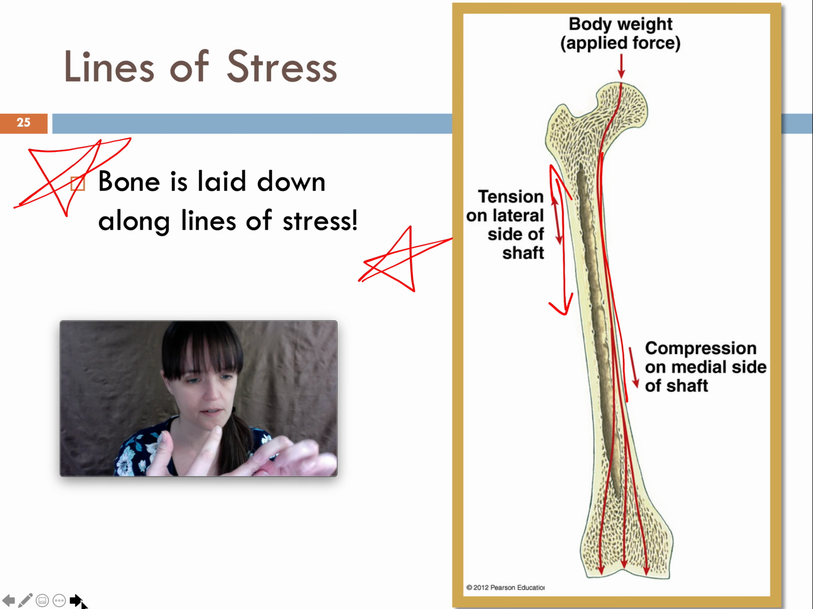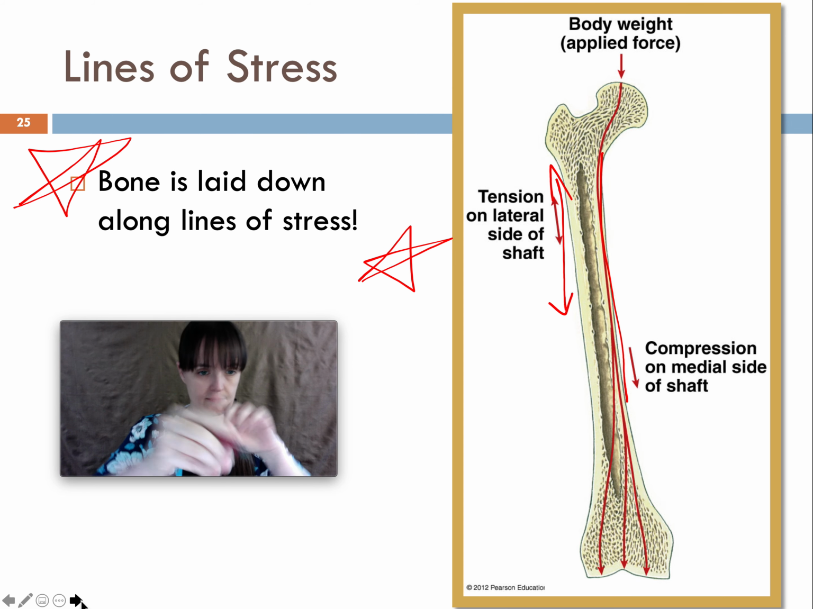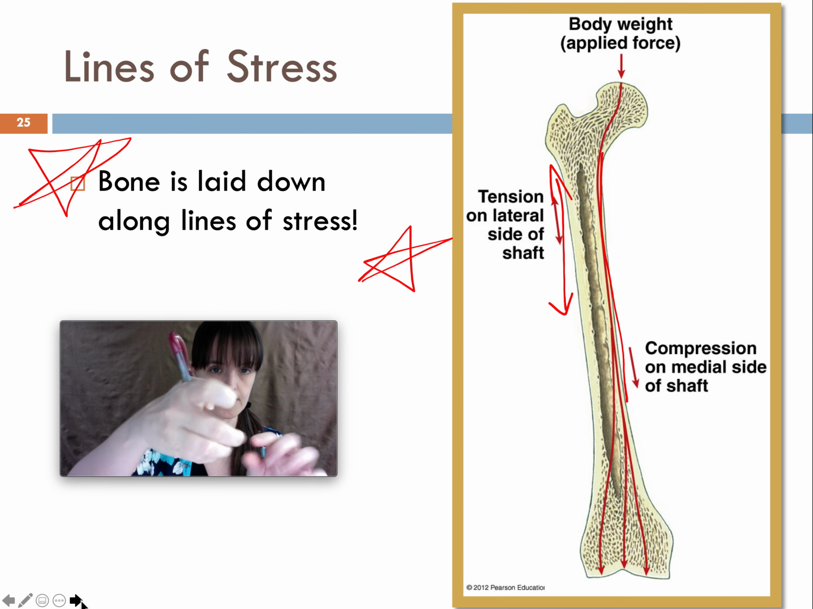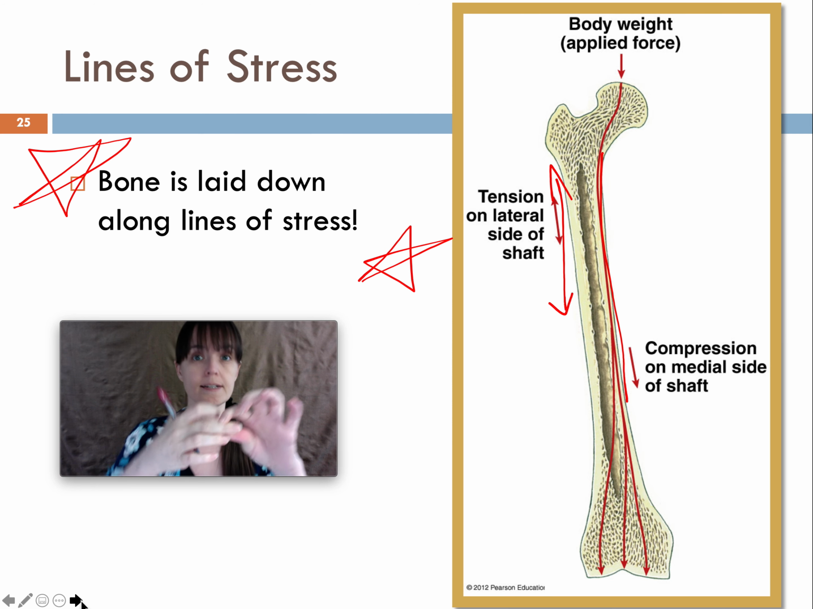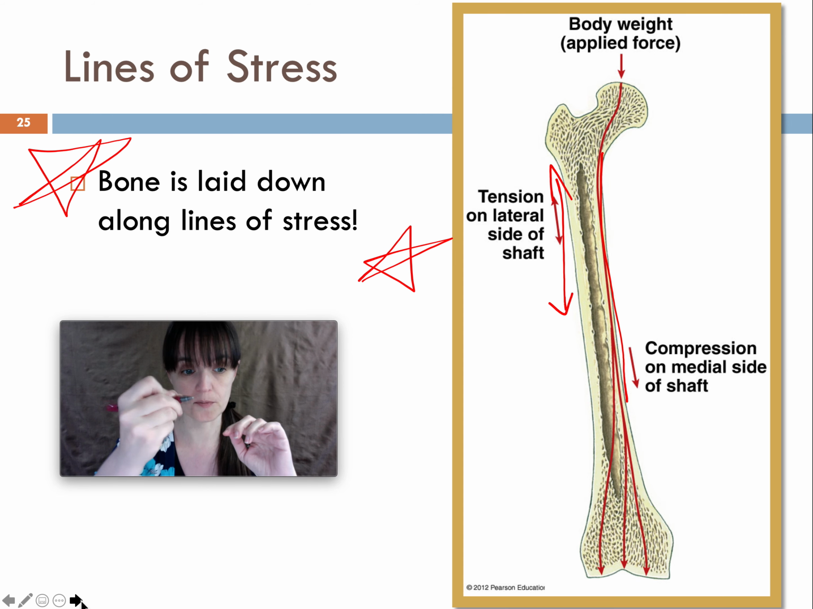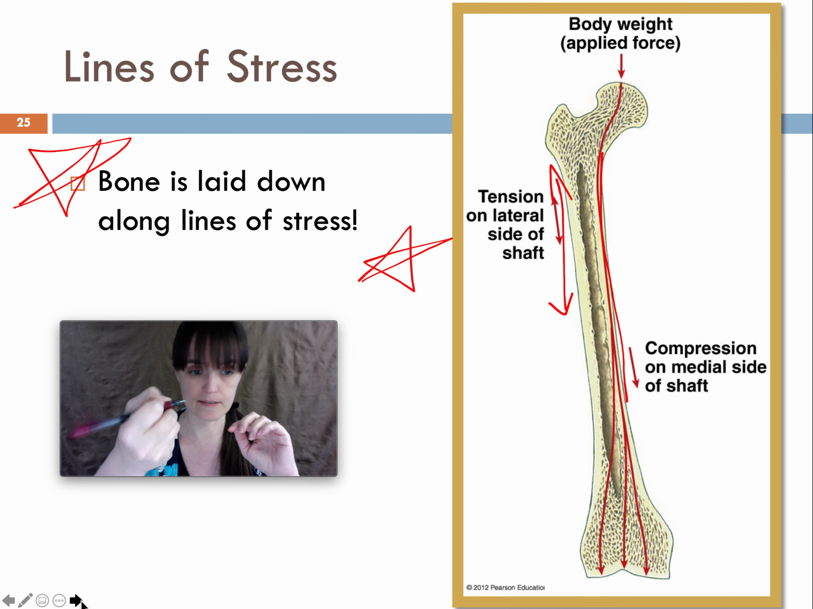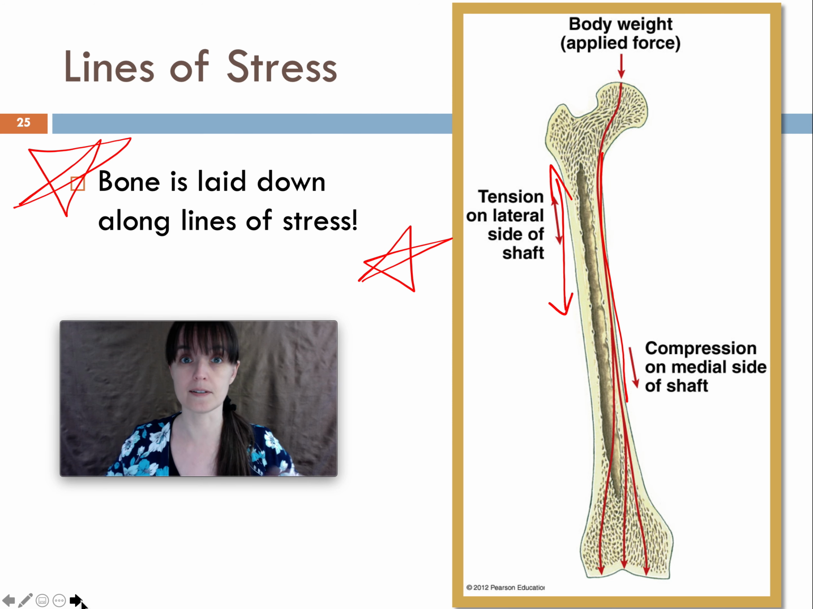So if you write a lot right here, you get a bump right there. That's bone being laid down along lines of stress because you're pushing your pen or pencil or crayon or paintbrush, whatever you use, into that spot of bone, then that's why it grows a little bump there. Because bone is laid down along lines of stress.